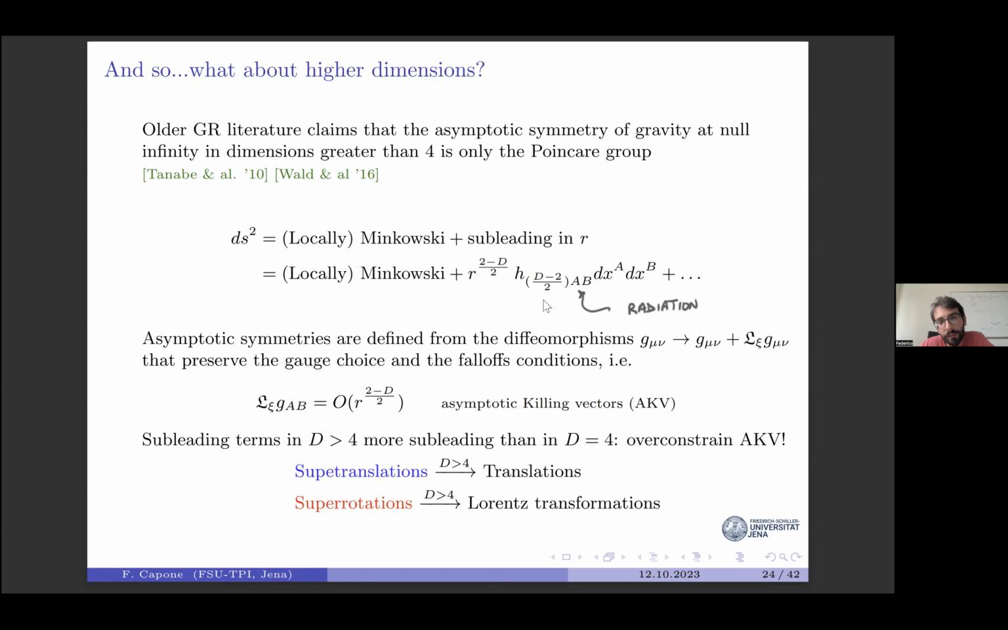So if you require that your asymptotic Killing vectors, or the large gauge diffeomorphisms that preserve the boundary metric and the falloff conditions, need to satisfy this kind of falloff behavior, then you have more constraints stemming from this equation in higher dimensions than in four. And basically, what were supertranslations in higher dimensions with this kind of behavior of the metric just collapse to standard translations. And I insist, this metric was actually set in order to be compatible with the behavior of linearized radiation at infinity.